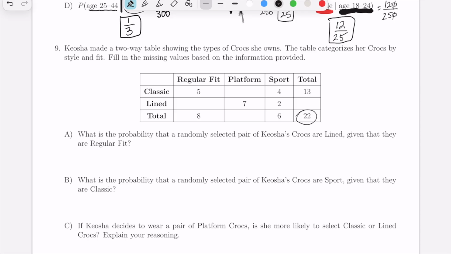What we have to do is first fill in all of these blanks, and then we can start answering questions. So let's try to find either a row or a column that only has one blank. The first one that I see is this row, where there's 8 with regular fit, 6 with sport fit, and 22 total. I should be able to figure out what goes here just by doing some subtraction. When I add 8 and 6, that's already 14, and I know that I should have a total of 22. So if I subtract those two, I get 8, and that's how I know that 8 goes right in there.